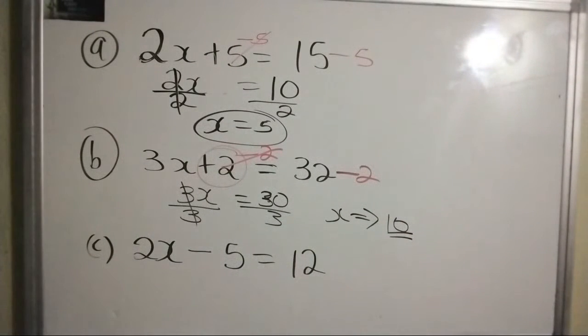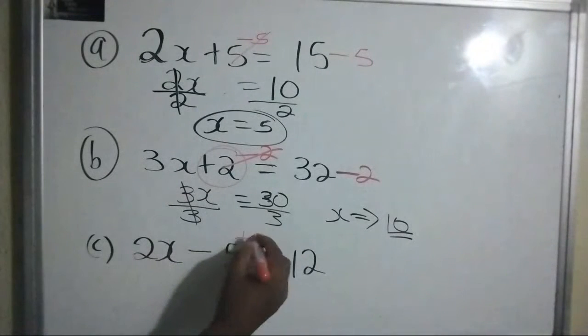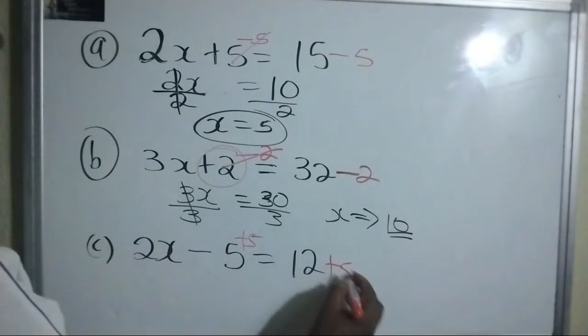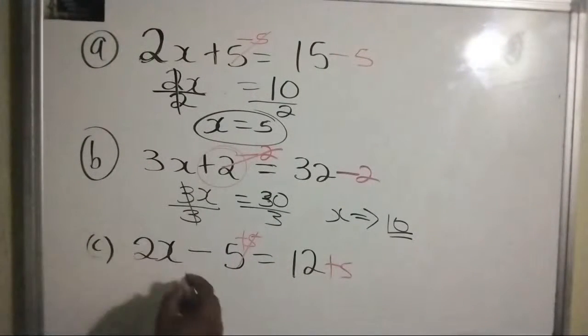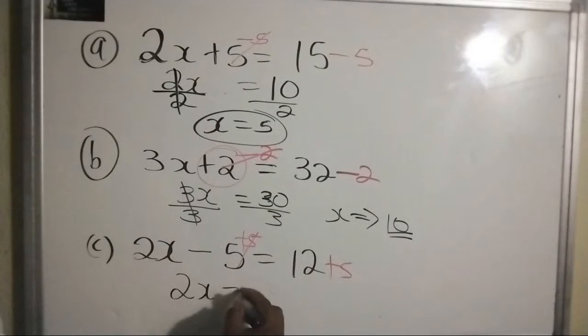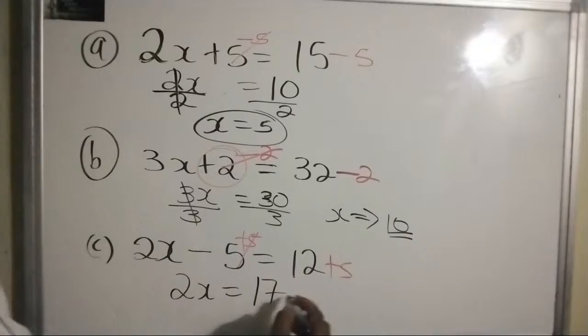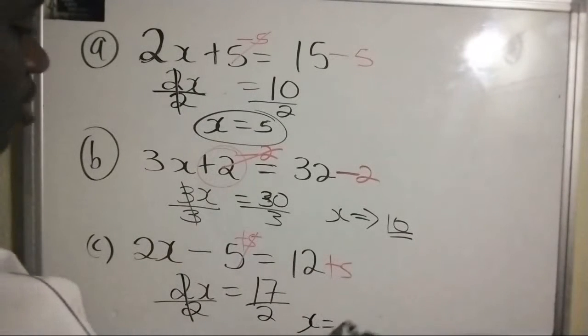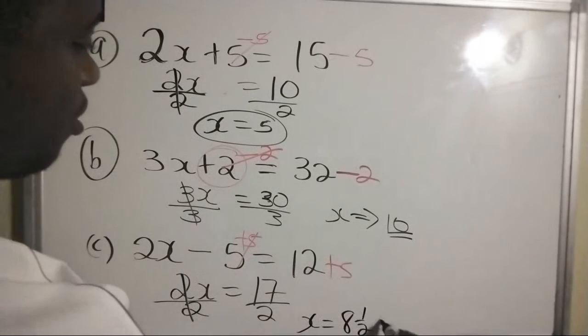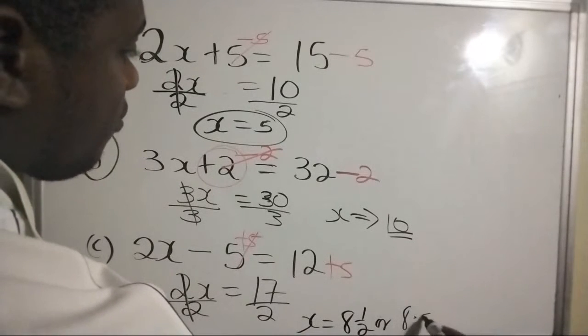Alright, this one is a little bit different. It's subtraction. So we take the opposite, which is to add. Alright, so we add 5 to both sides. And guys, this is relevant to CSEC. That's 17. We add them and we get 17 and we divide by 2. And as someone says, x is equal to 8.5.